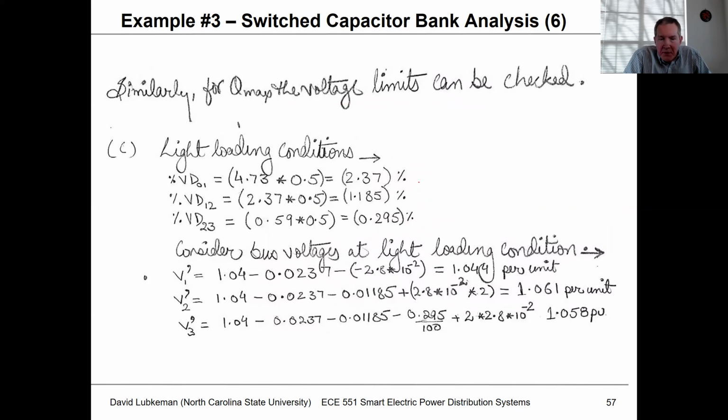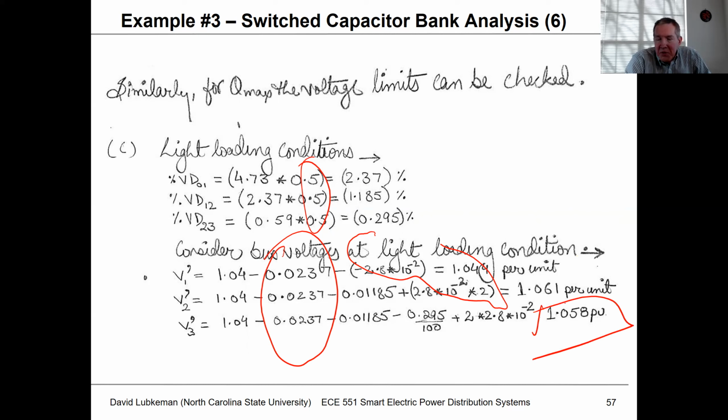Okay, now what happens if we're at light loading conditions? Well, under light loading conditions, all our loads get halved, and so all the original voltage drops get halved. Now if you look at these voltage drops due to the load, and add to that the changes in voltage due to the capacitors, what you see is we're too high. We've actually got voltages of 1.058, 1.061, 1.044. The voltages go above our maximum condition.